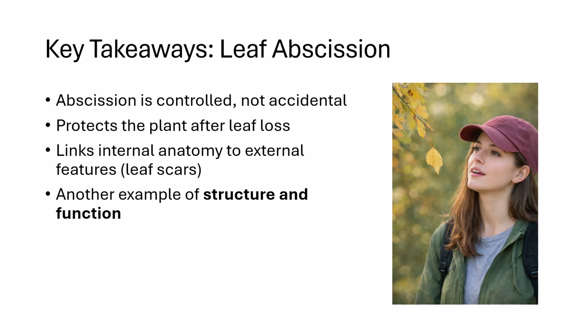Leaf abscission is a great example of how plants manage damage and seasonal change in a controlled, protective way. What you see internally in the abscission zone explains what you later see externally as leaf scars on woody twigs. Once again, this is all about connecting structure and function in plant anatomy.